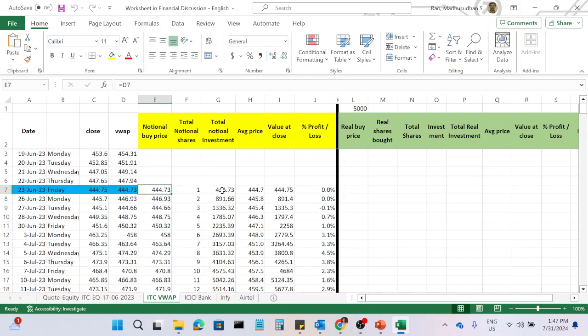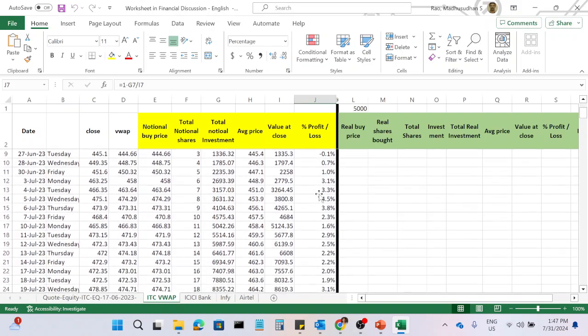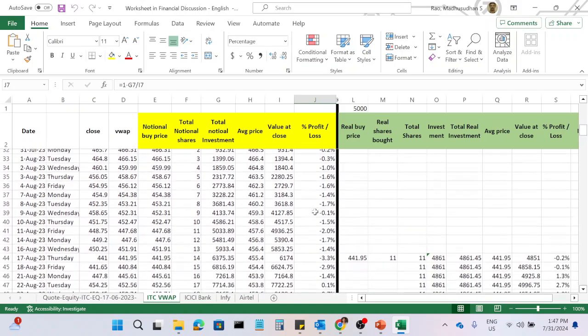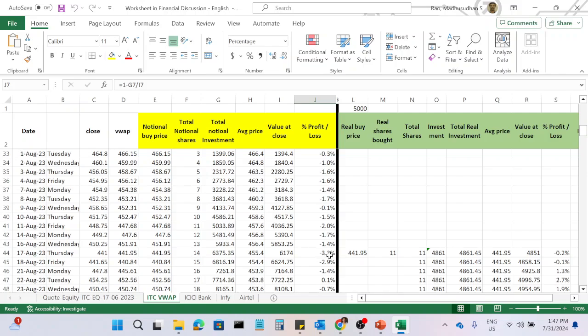We will work out the total investment done by us, the average price, the value at the close, and the profit. When the profit here goes to minus 3%, then we will buy. The actual buy will happen. Let's see when it happened here. In the month of July, it does not happen. In the month of August, we see that minus 3% has come here. And on that day, we did an actual buy of 11 stocks at a price of 441.95, which is the VWAP price for that day.